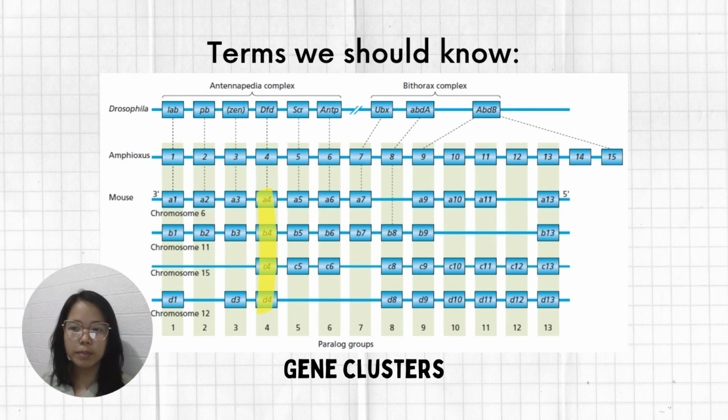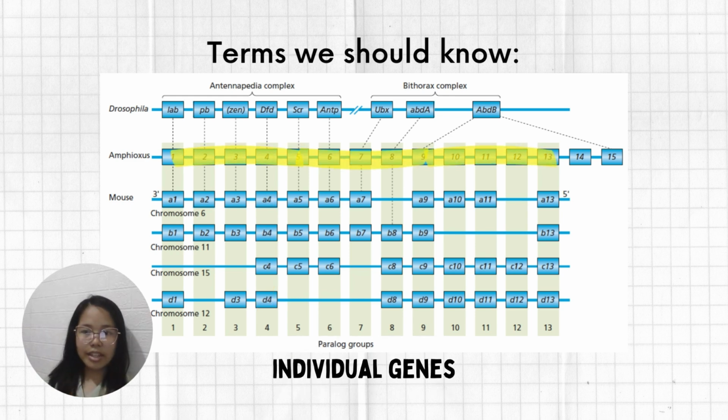Now, here are a few terms we should know. So, gene clusters arranged vertically are called A, B, C, and D, as you can see here. As stated before, vertebrates have four gene clusters. That's why we have four letters. Next are the individual genes, which as we can see here are arranged horizontally. It goes from 1 to 13, starting from the 3' end.